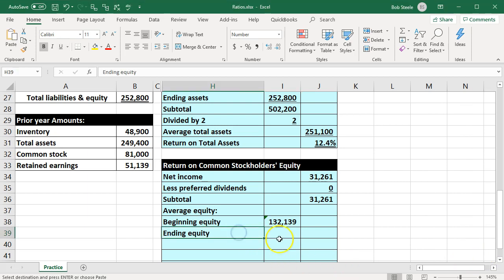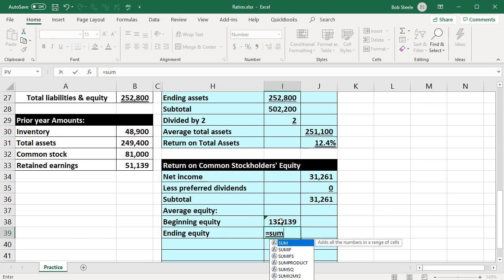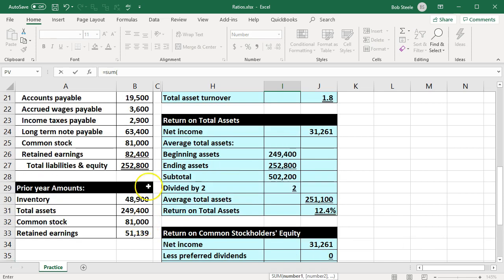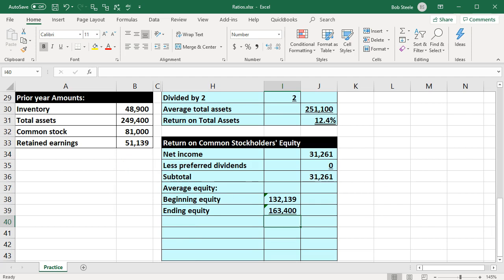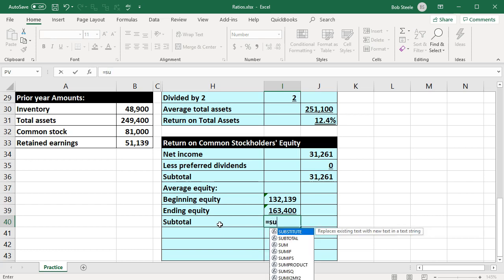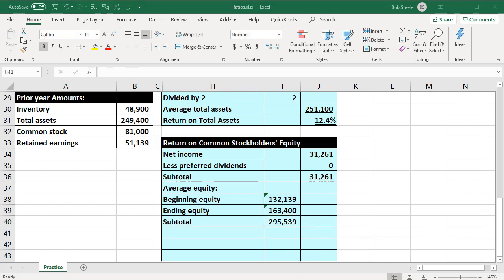So then we have the ending equity, which is going to be equal to the sum of, and then we're going to pick up the common stock and the retained earnings here. So the 81 and the 82,400. And that's going to be our ending equity, and that'll give us a subtotal. So that's the subtotal equals the sum of those 2 items. And then we're going to just take that and divide it by 2. So we took the beginning, the ending, dividing by 2. That's going to be our common average type of thing that we'll do whenever we have these balance sheet accounts. Keep that in mind. It could be a little confusing until you get the idea of it.